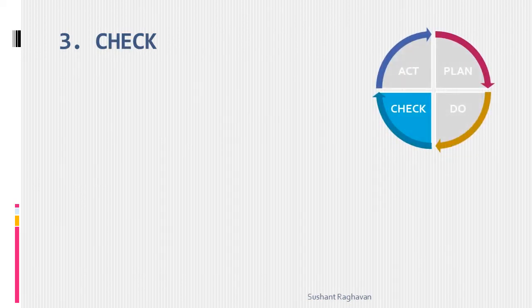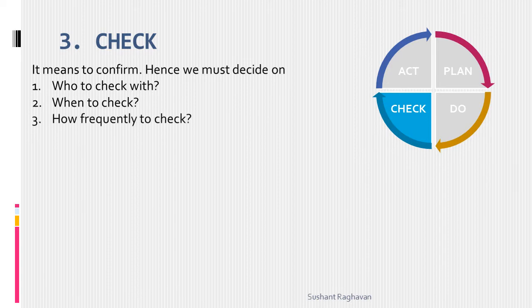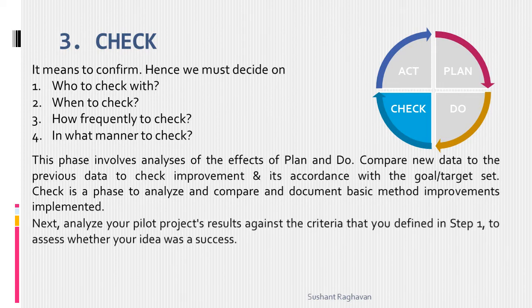Check. It means to confirm, hence we must decide on who to check with, when to check, how frequently to check, in what manner to check. This phase involves analysis of the effects of plan and do. Compare new data to the previous data to check improvement and its accordance with the goal target set. Check is a phase to analyze and compare and document basic method improvements implemented.